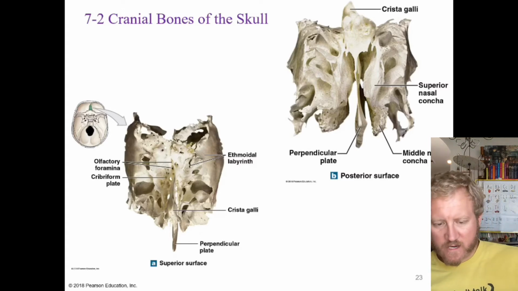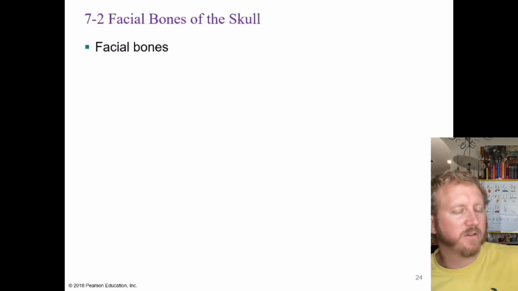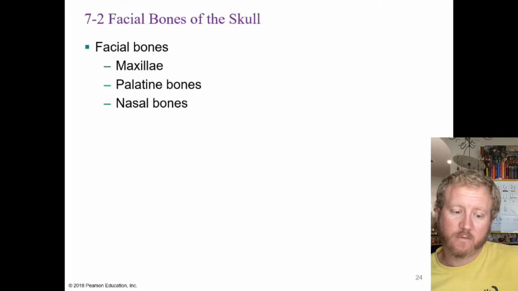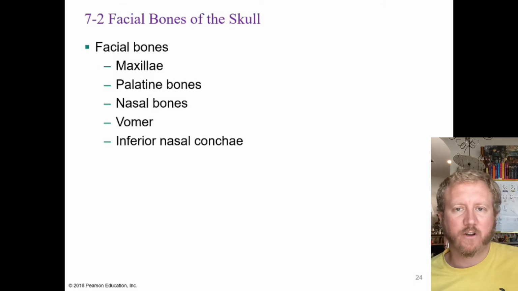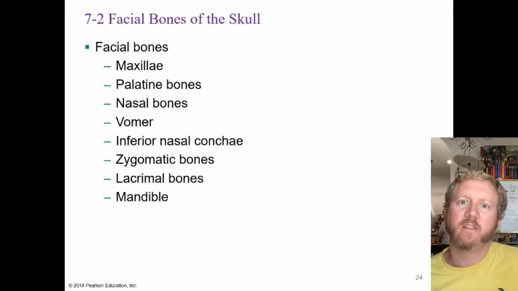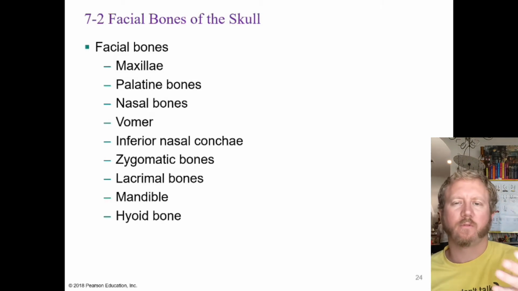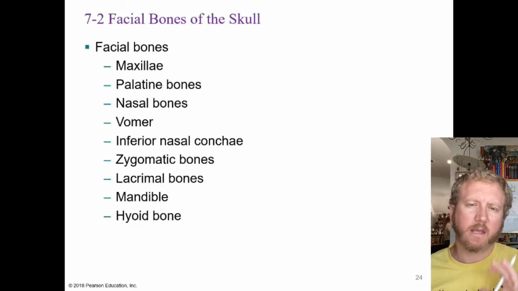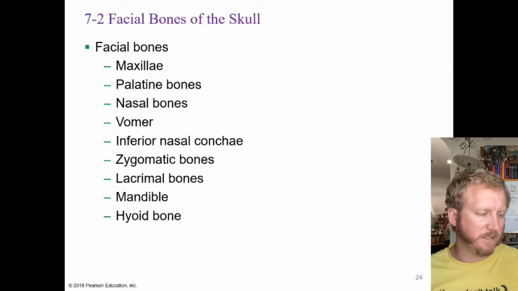All right, so then the facial bones, let's talk about those for a little bit. There's a number of those. We've got the maxillae, the palatine, the nasal bones, the vomer, the inferior nasal conchae, the zygomatic bones, the lacrimal bones, the mandible, and the hyoid bone. Remember, there were like 14-something bones. Some of these are paired. Okay, so that'll make memorizing things a little bit easier.